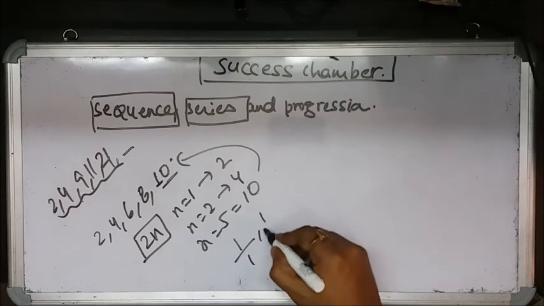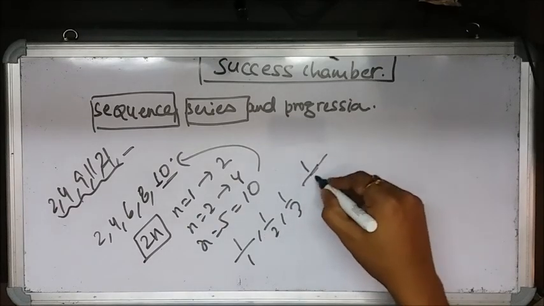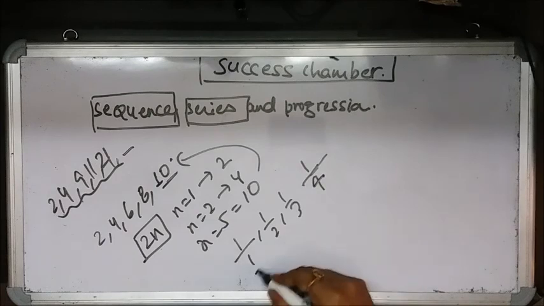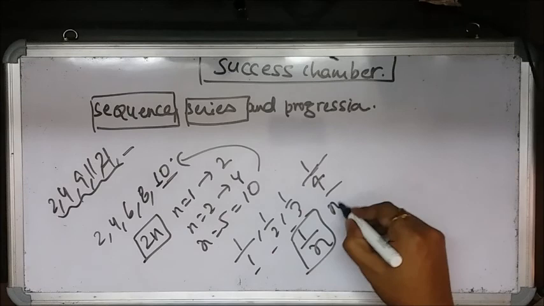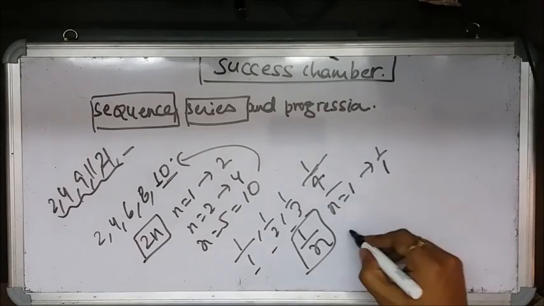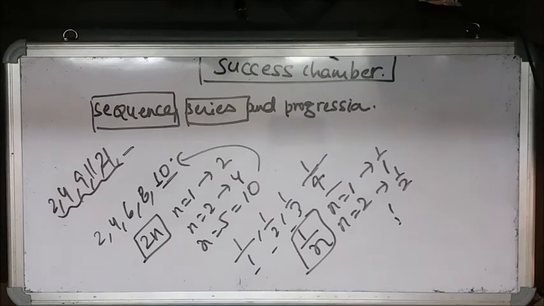Likewise, if you have 1 by 1, 1 by 2, 1 by 3, and so on, the next number you can easily tell it to be 1 by 4. So what I can say is that each term can be represented as 1 by n. If you put n equals to 1, you get 1 by 1. N equals to 2, you get 1 by 2, and so on. So it has to follow a particular rule.